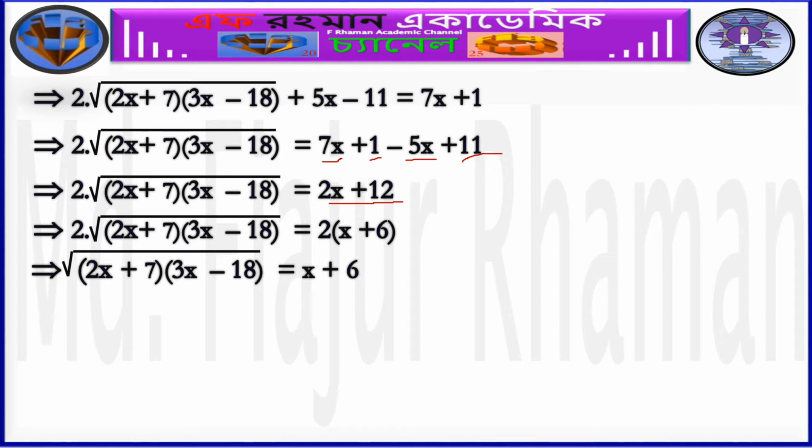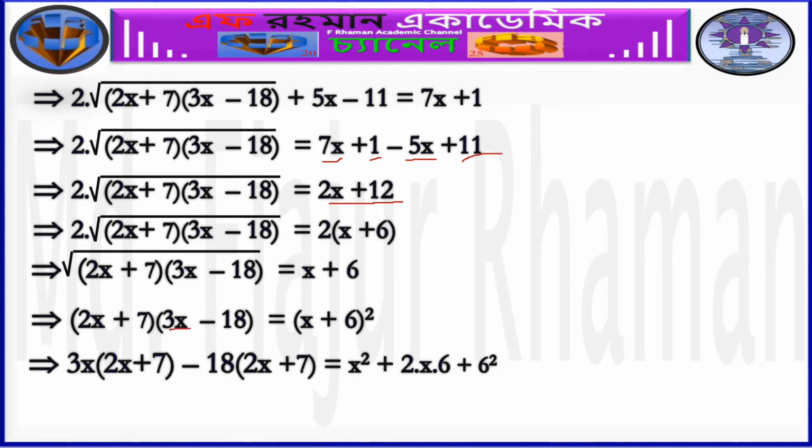Since the radical on the left hand side of this equation is isolated and the isolated radical is a square root, squaring both sides, this equation implies that 2x plus 7 into 3x minus 18 is equal to x plus 6 whole square. This equation implies that 3x into 2x plus 7 minus 18 into 2x plus 7 is equal to x square plus 2 into x into 6 plus 6 square. We have used the formula of a plus b whole square as a square plus 2ab plus b square on the right hand side.